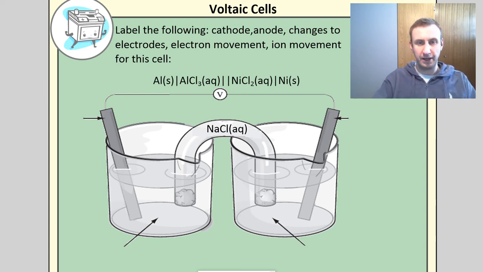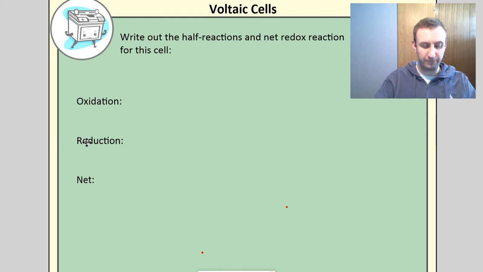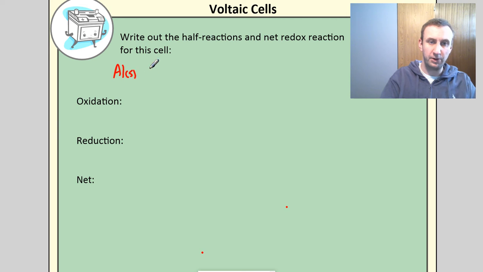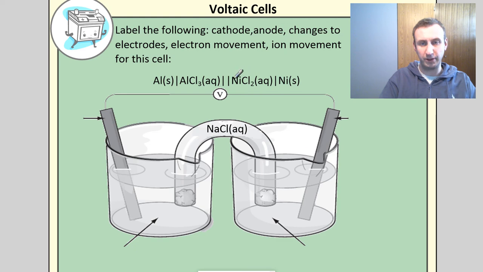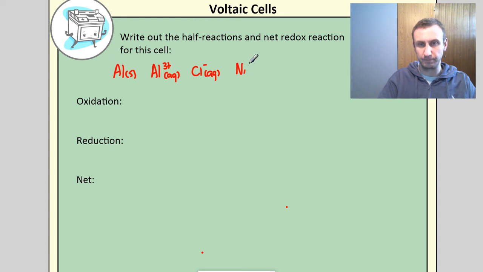We've got these major entities. So here's my redox table. Let's list what we have in terms of things that we can use. So we've got aluminum, Al solid. We have Al3 positive aqueous. We've got chloride, Cl minus aqueous. And then going to here, we also have nickel 2 aqueous, chloride we already have, Ni solid, and then we have H2O.